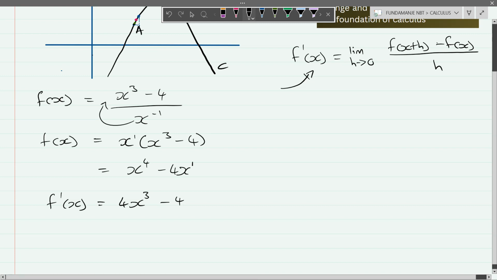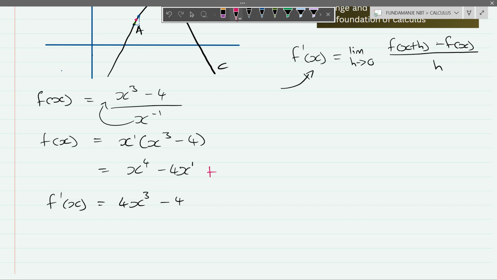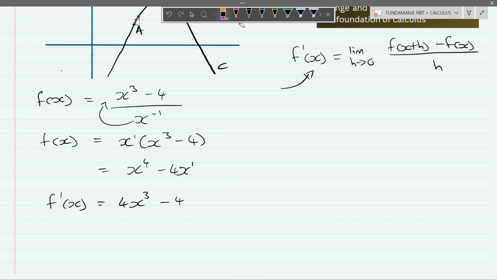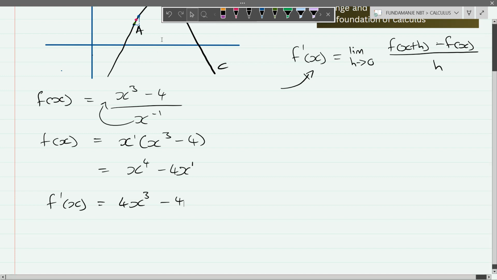Should we have had something like plus 3, then it doesn't matter. We won't be writing that over here. So if there's a constant, it just falls away. And then we're left with the first derivative of this function f.